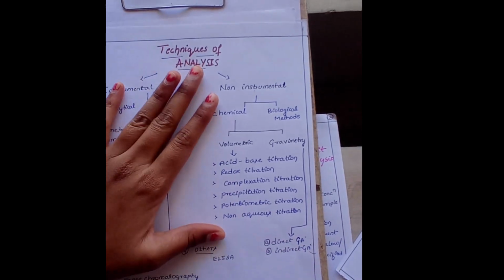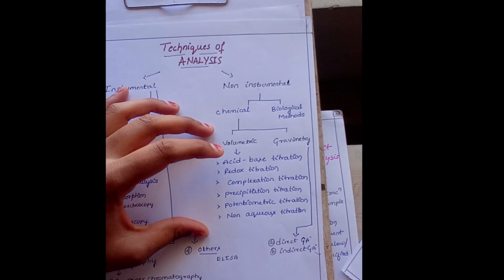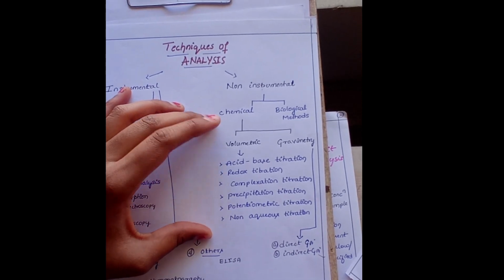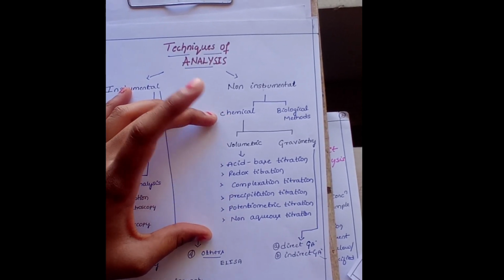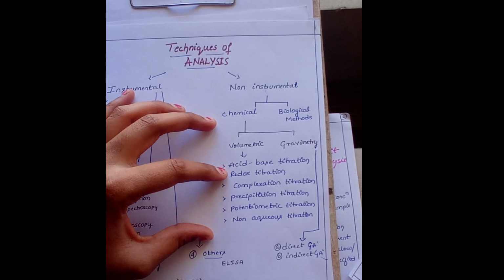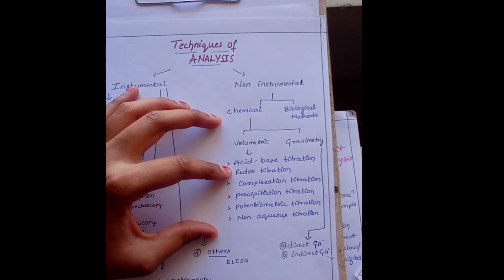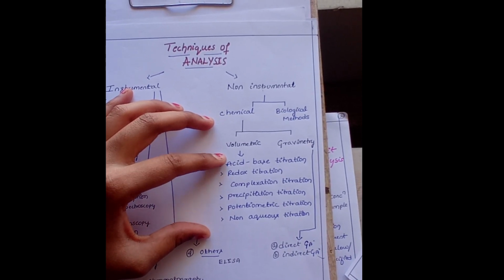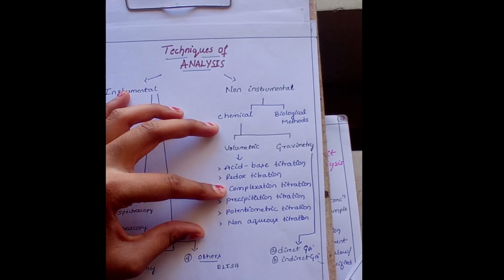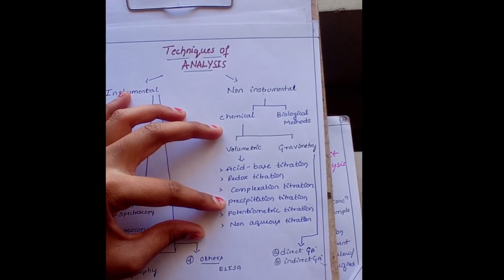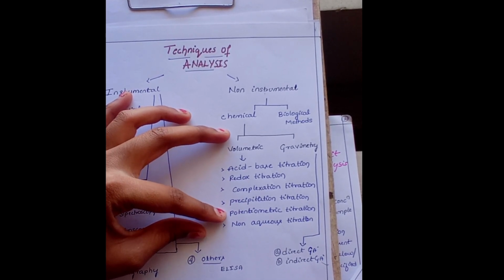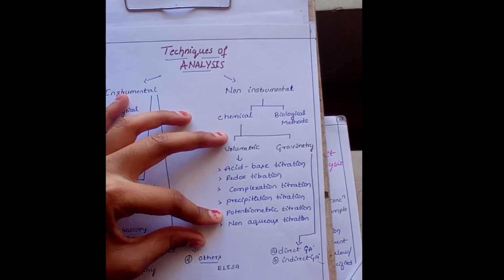In volumetric analysis, we have different types of titrations, where volumetric analysis is also known as titrimetric. So acid base titration, where we go with the reaction of acid and base, redox titration, complexometry, precipitation titrations, potentiometric titration, and non-aqueous titrations. Till now, we came across introduction, techniques, and types. So now we shall know about scope.